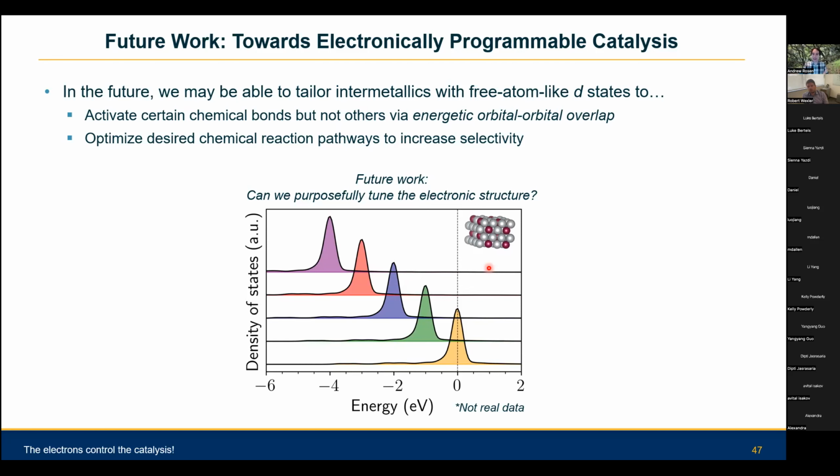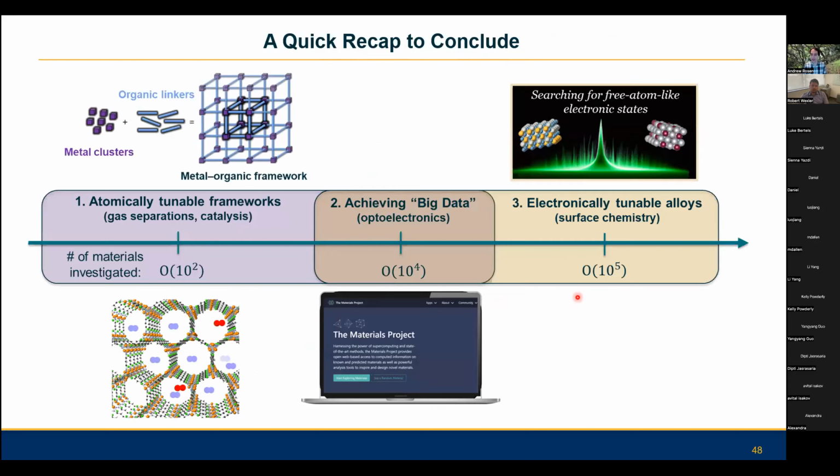Because we know that resonance can help reduce barriers, and resonance is just energetic overlap between the orbitals on the surface and the orbitals of the bonds you wish to activate. And so potentially for a given reaction, we might be able to use this kind of design principle to figure out how we could tailor the electronic structure to activate specific chemical bonds, but not others. So an area for future work.